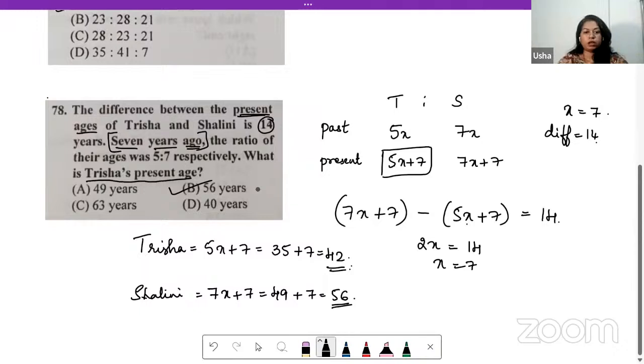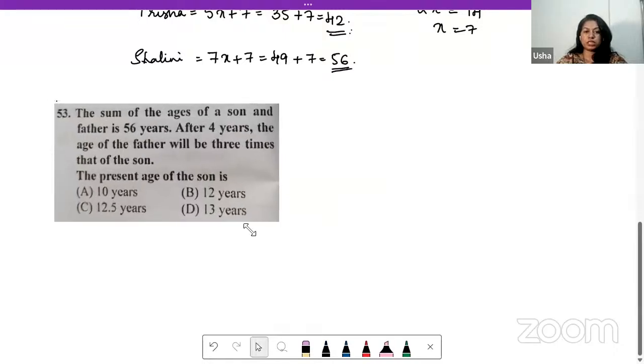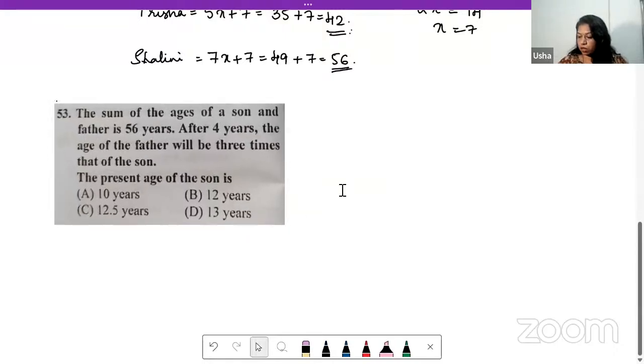Now let us solve the next question. I've taken these questions from previous year's question papers only. So these are not sample questions. These are the actual questions from previous years. Any of the concept, any of the step, if you have not understood, you can ask in the chat. Next question.